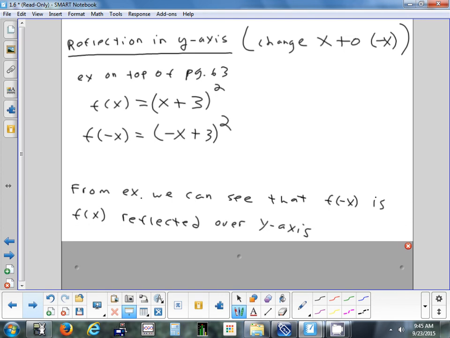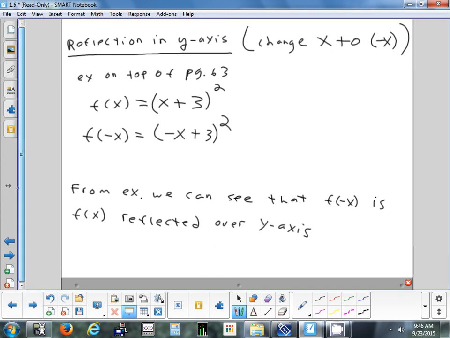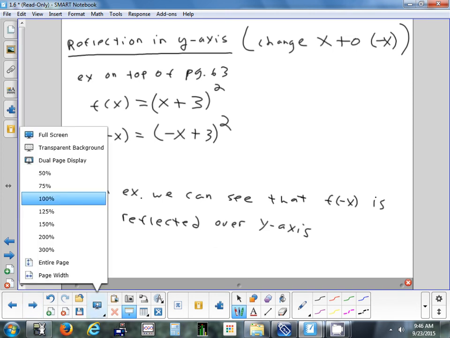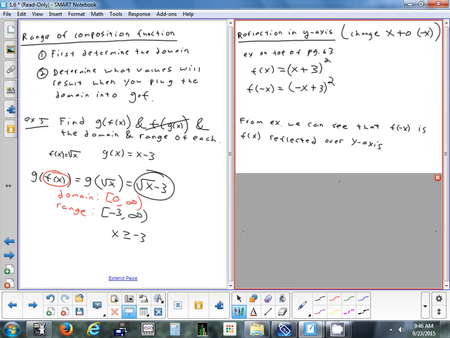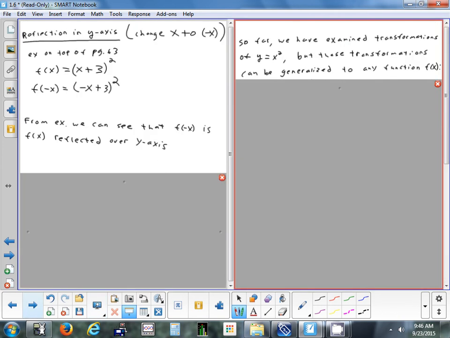So I said the same thing right here. If you take all your x's, replace them with negative x's, you get a reflection over the y-axis. I won't spend too much more time because we talked about that yesterday too. Yesterday we also talked about all these transformations. This part's important for the test. There's one question on this.